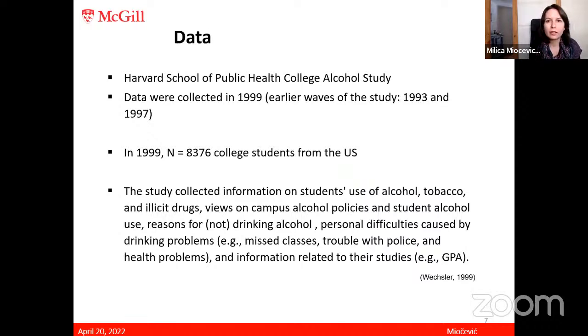This extremely well annotated source of data collected information on students' use of alcohol, tobacco, illicit drugs, as well as some of their attitudes on campus policies, personal difficulties caused by drinking problems, and information related to their academics, such as their GPA. There were 2 previous waves of this study also available online. One of the waves was collected in 1993. Another one was collected in 1997. In the 1999 data, we have access to over 8,000 data points from college students in the US.